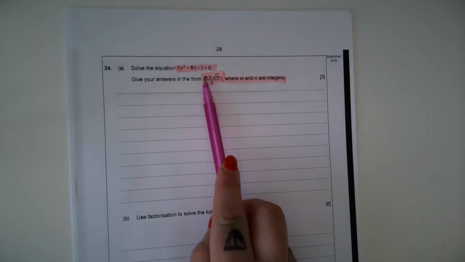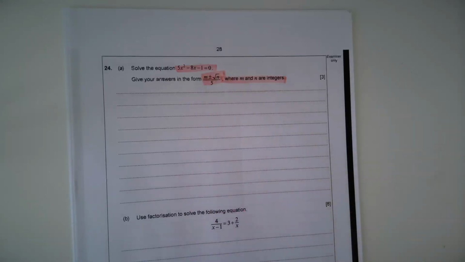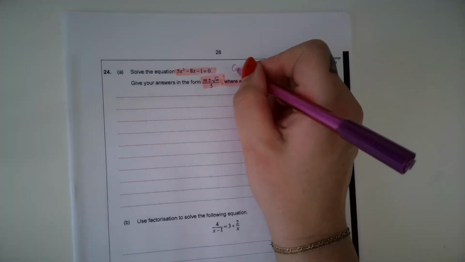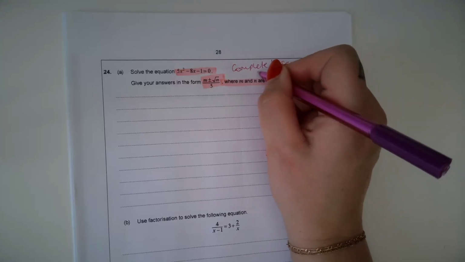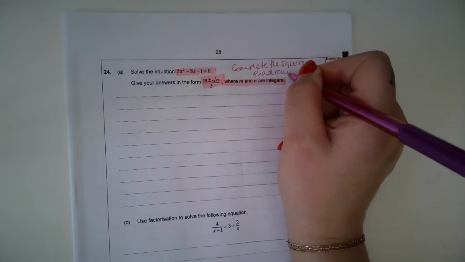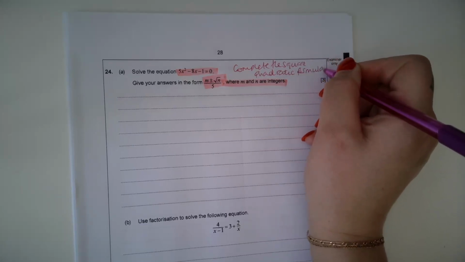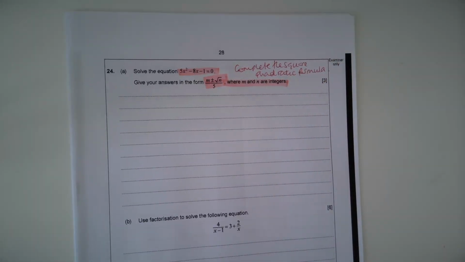However, because it wants my answer in this form, this is an exact form that involves some kind of surd, I'm not going to get that from factorising. I'm actually not going to be able to factorise and get integer values. So this tells me I either need to complete the square or use the quadratic formula, because both of those will give me exact forms, okay, for this answer. I'm going to go with the quadratic formula. It's on the formula sheet at the front of the exam paper as well, guys, but you could go with whichever method you are most comfortable with.